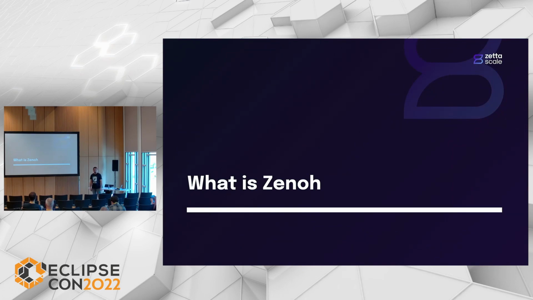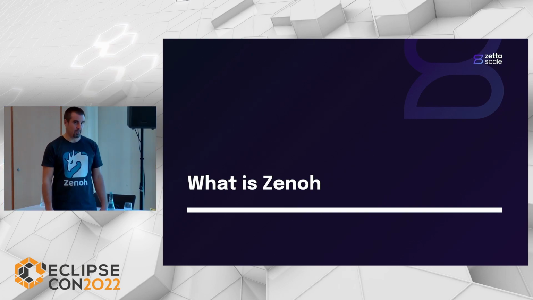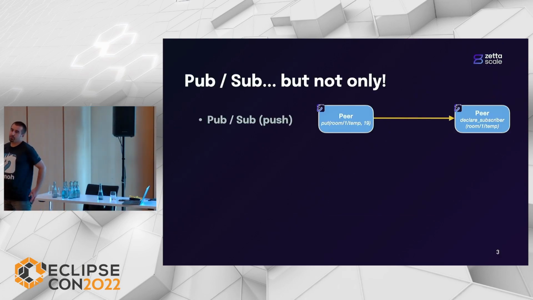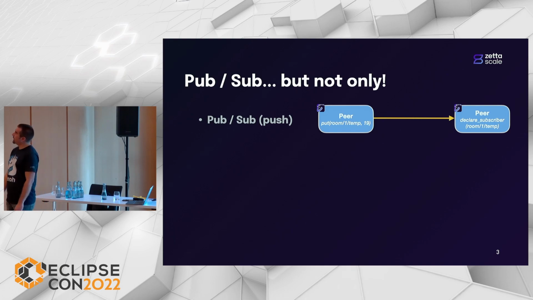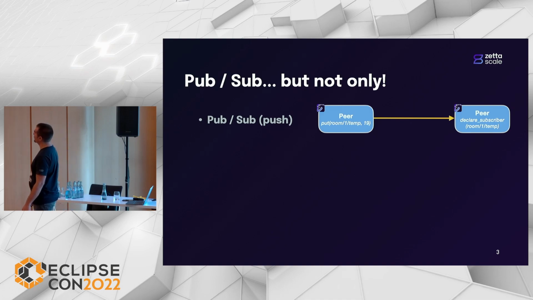Zenoh is a protocol that we designed and implemented all along, and which brings nice features to communication middleware. Of course, Zenoh supports the publish-subscribe paradigm that a lot of middleware also supports, in push mode. So you can declare some peers that are publishers for some topic of data, and some subscribers that will receive those publications from the publisher.